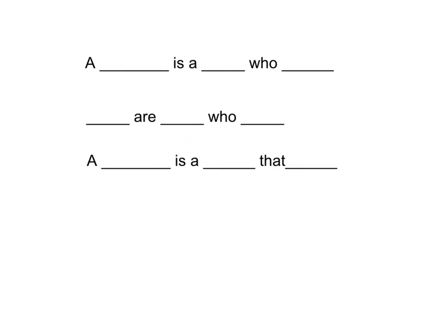And then we can take it one step further. In these two examples we have people, but we could also use it for objects. So a thing is a thing that, and then you use your verb here. Similarly, we could also use plural. So things are things that, verb. And so again here you would see something like noun plural are noun plural, that, and then verb.